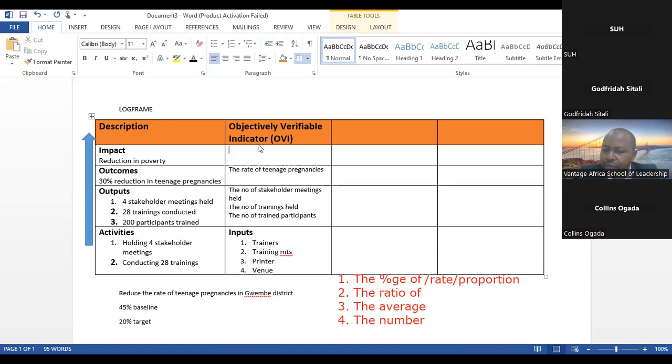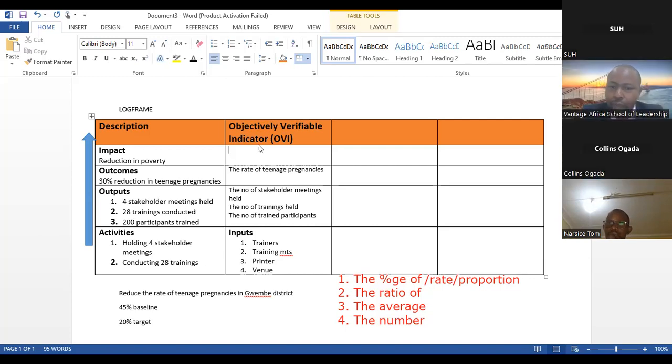Could we say income versus consumption? Income versus consumption. Okay. Collins, per capita income. We can use a per capita income. Per capita is, what is it called? Is it GDP? Yeah, gross domestic product, GDP, is per capita GDP. Anyway, the most commonly used measure is the poverty line that we have been told by Godfrida. And that is what is usually generally accepted all over the place.